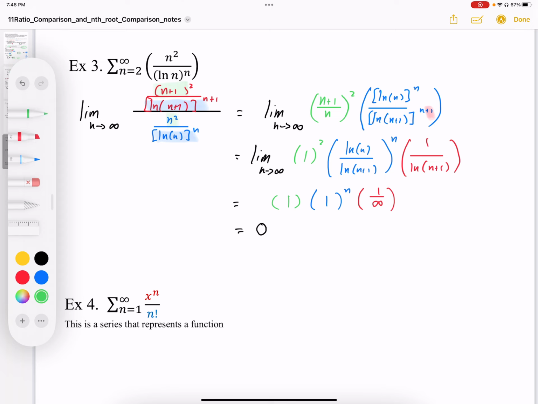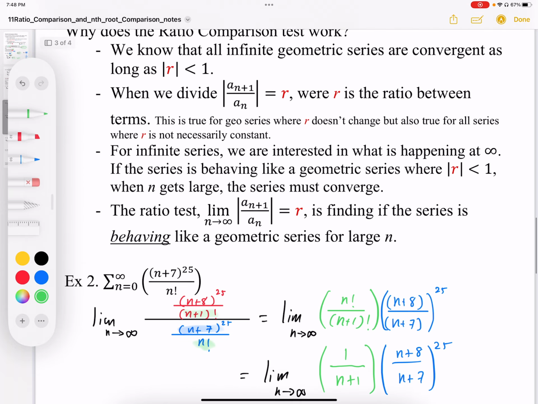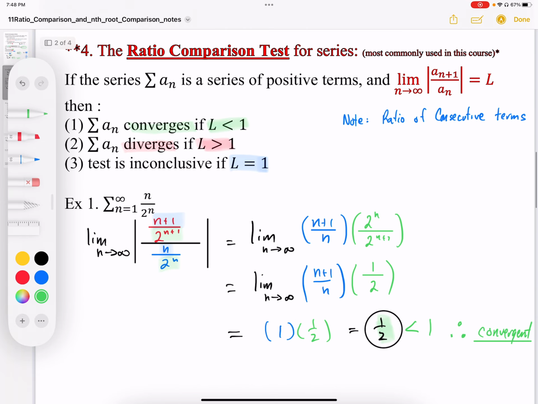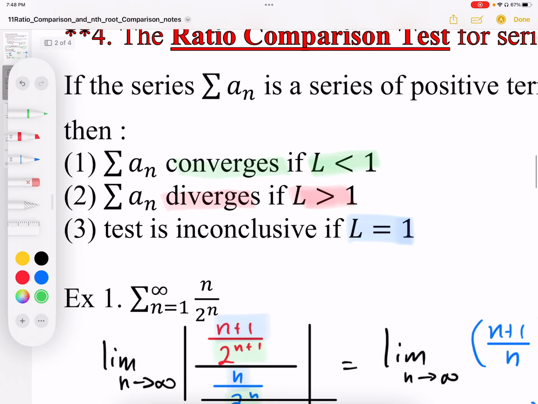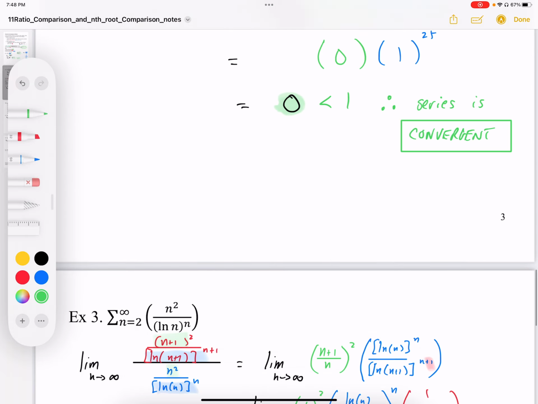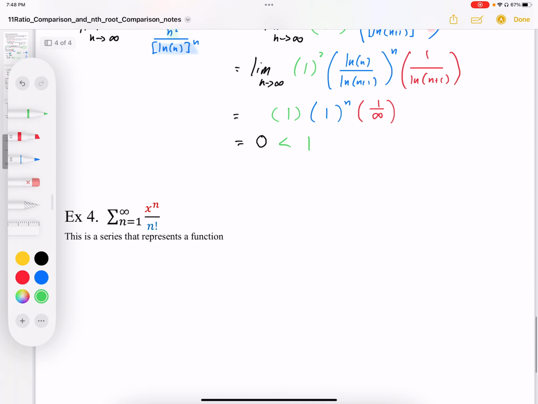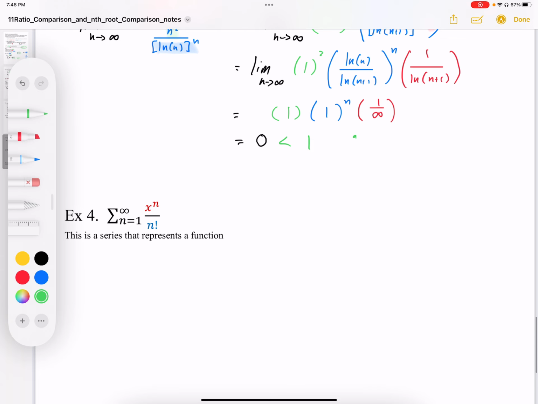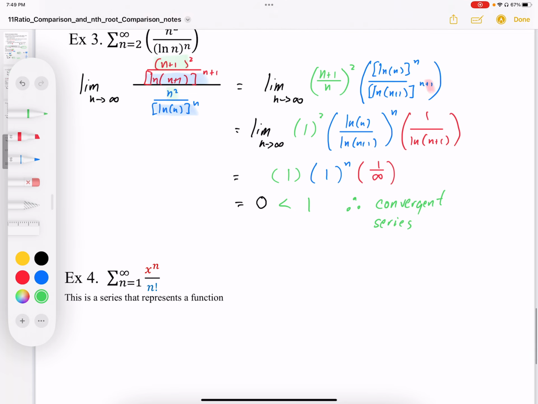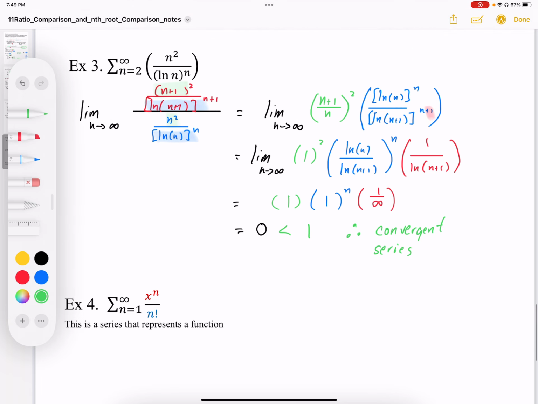Okay, if the ratio goes to 0, I know that's less than 1, because for the ratio test I'm looking for a limit less than 1. It converges. That's what I really want. I want it to converge. Since it's less than 1, I now make my conclusion. This is a convergent series. So this series does converge.